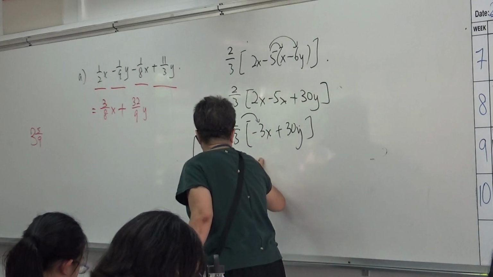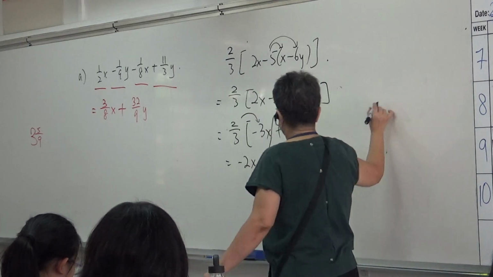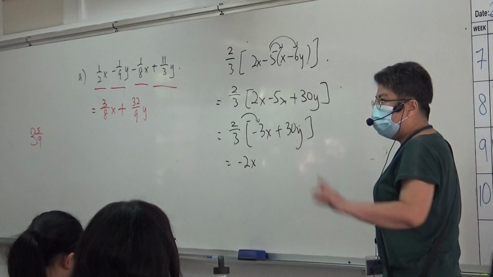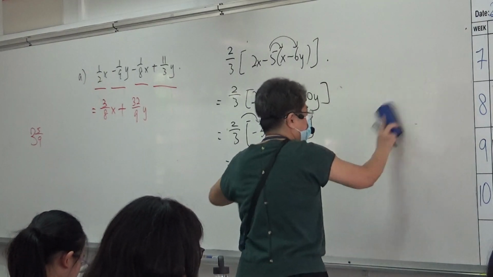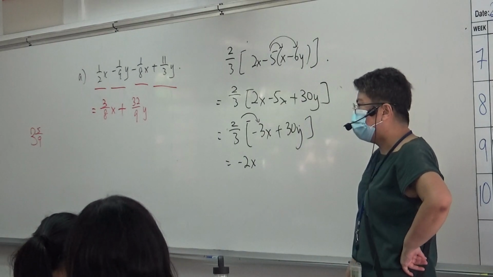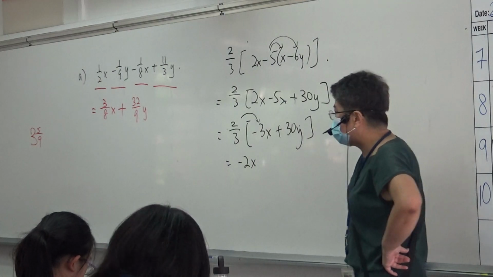Just negative 2x, right? Because the 3 cancels out. 2 times 3. If you cannot, take your calculator: what is 2 thirds times negative 3? Negative 2x, right? Yeah. Alright, yeah. Can you see it? Yeah. Okay.